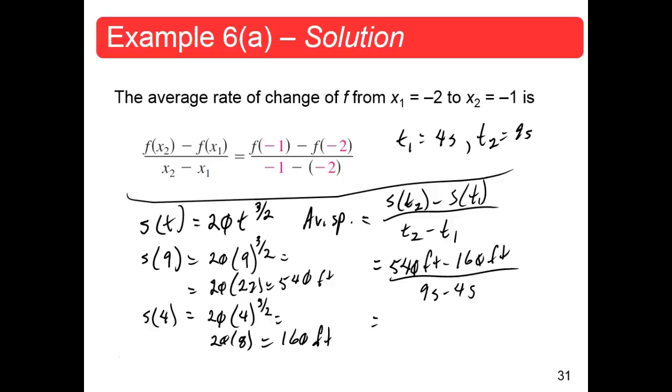Okay, right, you've already done the answer. 380 feet over 5 seconds, which is 76 feet per second. See, the units are your friend.